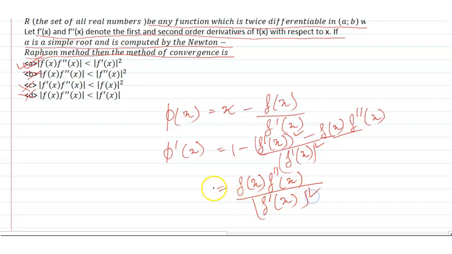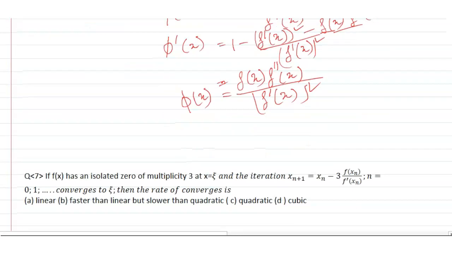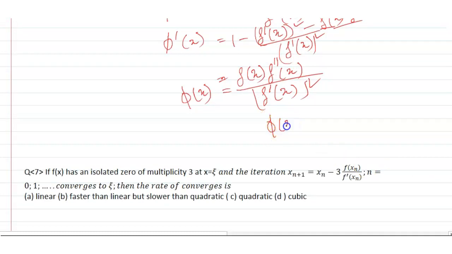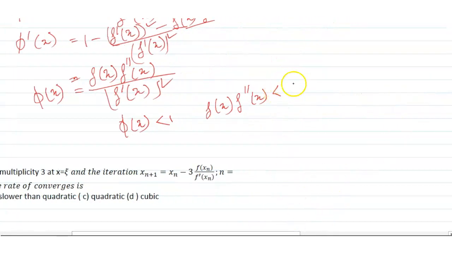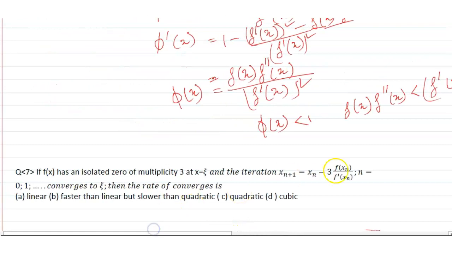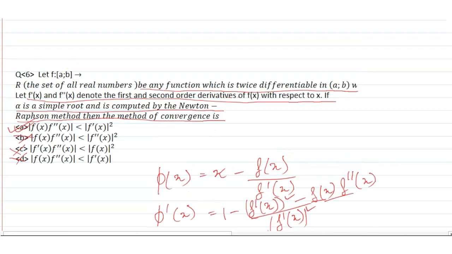So friends, this is my phi dash (x), and the condition is that it is less than 1. So f(x) into f double dash (x) is less than f dash (x) whole square. This is the total formula, friends. I hope I have cleared the concept. So my answer is option A.